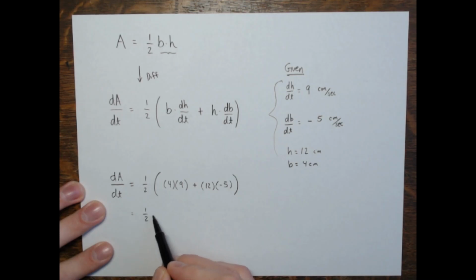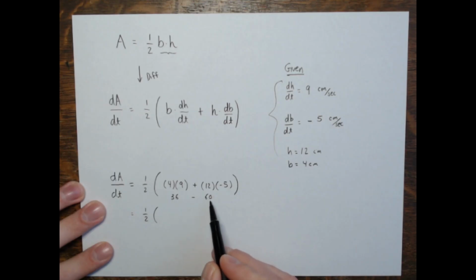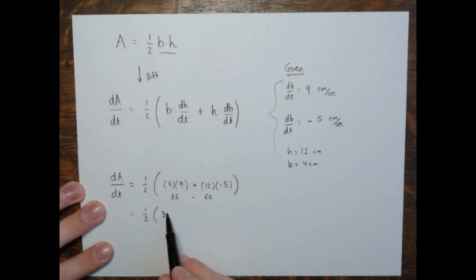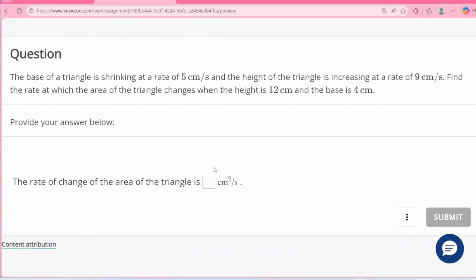So we got half of 9 times 4, 36, plus, and then negative 60. So this is just 18 minus 30. And you distribute the half. Right, 18 minus 30, so negative 12. And this would be area units, so square centimeters in the numerator over the time units. So you got negative 12 square centimeters per second as the rate of change of the area at this moment.